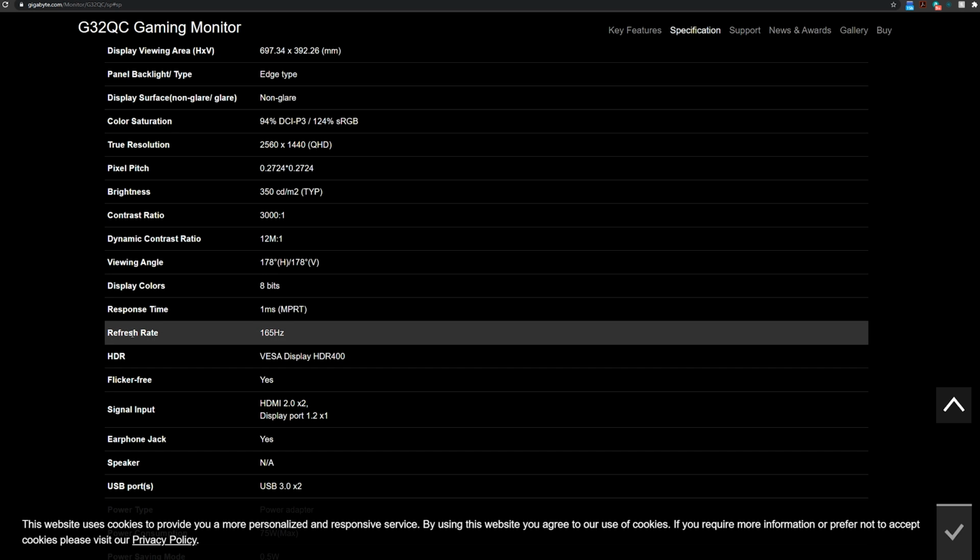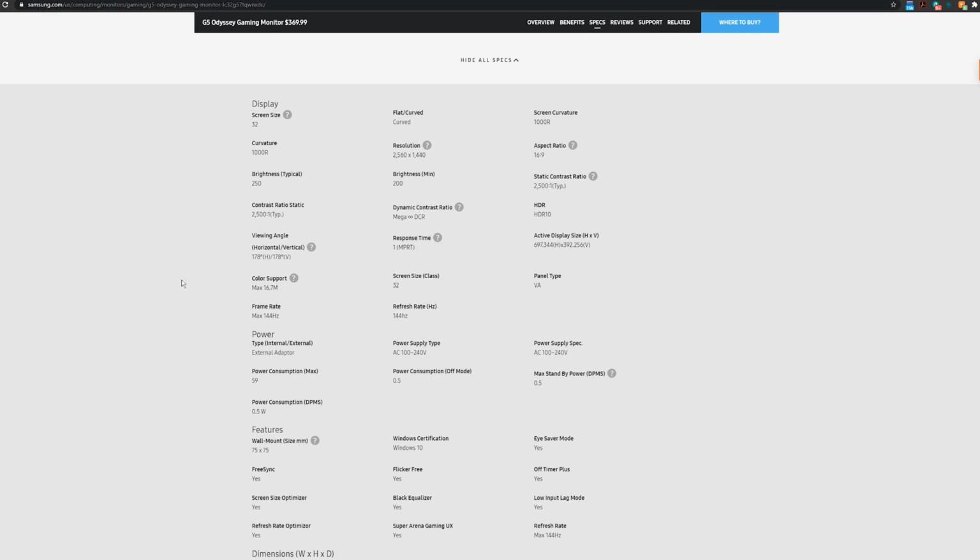Refresh rate, you have 165 hertz with the Gigabyte versus 144 with the G5 here. Is that going to be right there? Oops. Is the extra, what do you get?